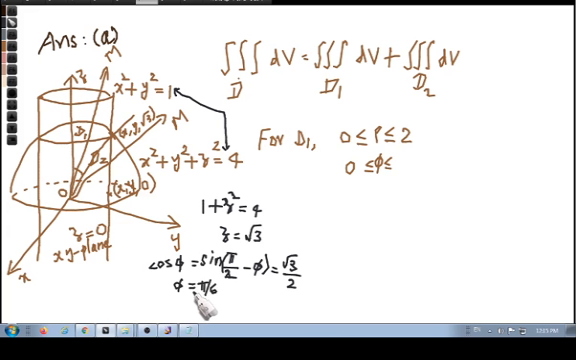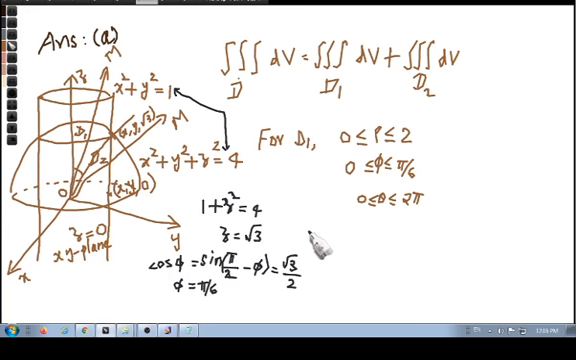So for D1 the angle varies from 0 to pi by 6, and theta, that is the shadow region. For the shadow region to sweep out, theta must vary from 0 to 2 pi. So these are the limits of integration for the region D1. Now let us look at D2.